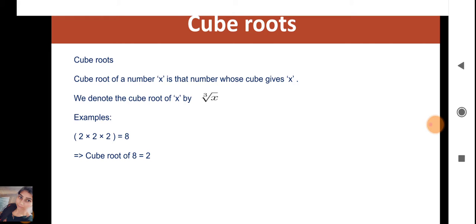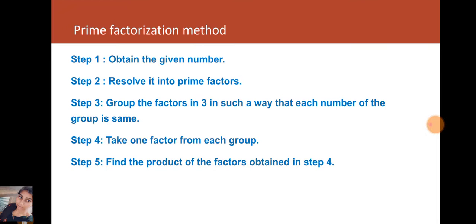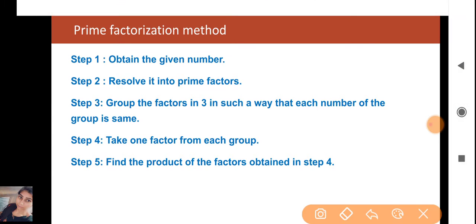So the very first thing, let us understand the method to find out the cube root. The method is the same. We are going to use prime factorization method only. So let us see what are the steps to follow. The first step is obtain the given number. Obviously we need to write down the number we need to find the cube root of. Next step will be resolve it into prime factors. We need to split those numbers into factors, and those factors should be prime numbers only.